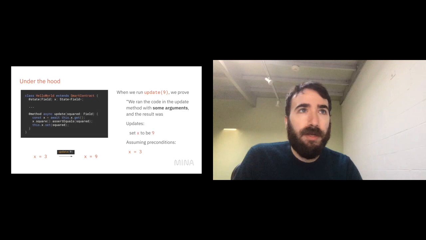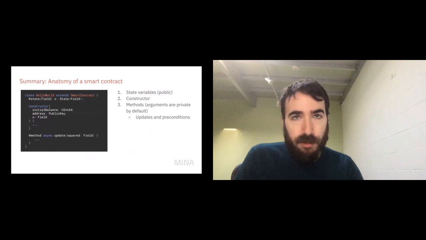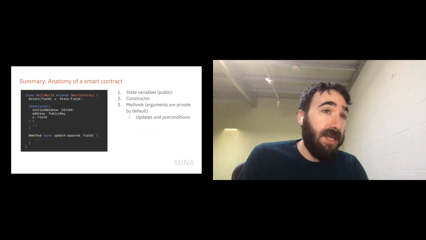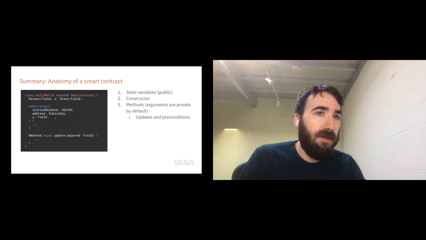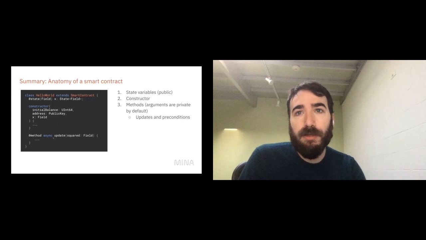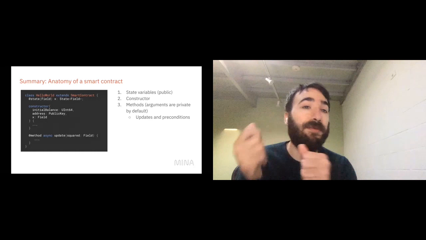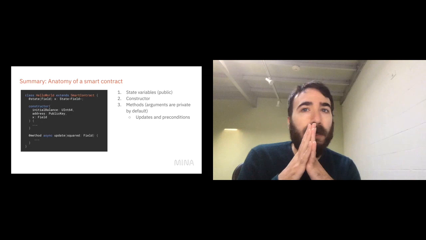All right, so I'm going to keep on going here. Just to summarize the anatomy of a smart contract, we have state variables, which are public. We have the constructor, which describes how the contract can be deployed. And we have methods in which arguments are private by default, that is to say, they're private except for what's explicitly exposed about them. What the methods do is produce these preconditioned updates.